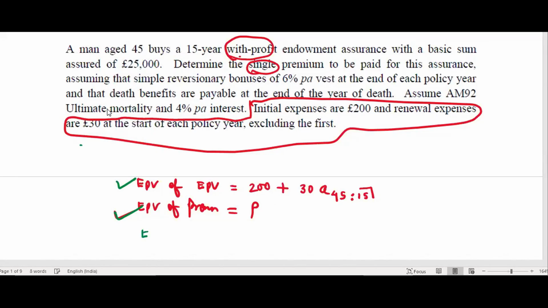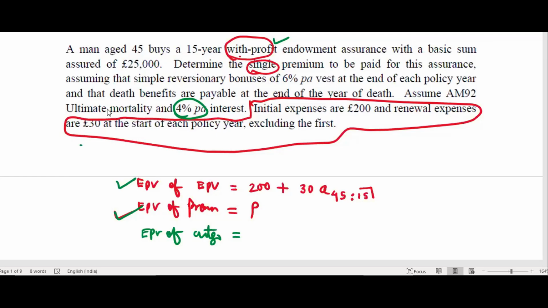Now we have to find the EPV of outgo. Here is something new. Here we are talking about with-profit endowment assurance. In with-profit endowment assurance, there is a basic sum assured, that is 25,000. That is the minimum benefit, plus 4% per annum interest. Now, assuming simple reversionary bonuses vest at the end of each policy year.